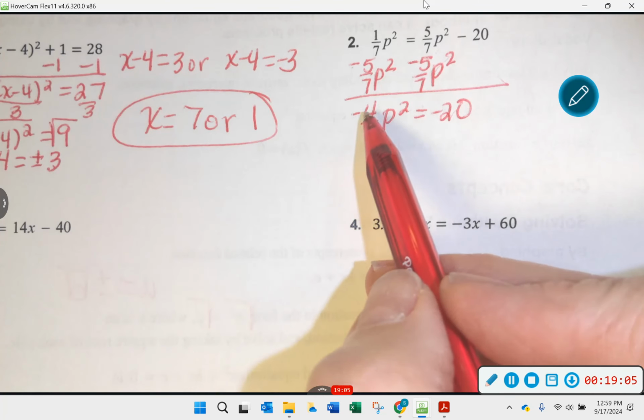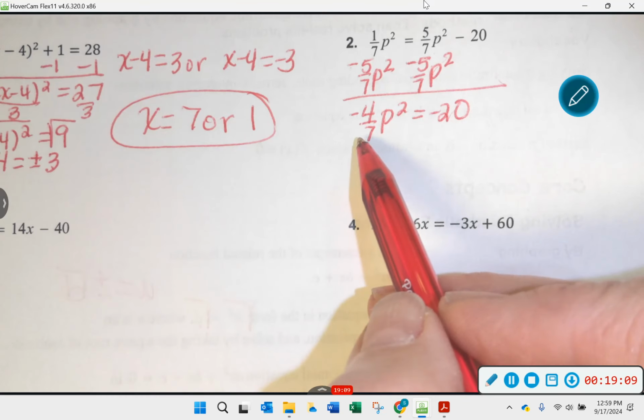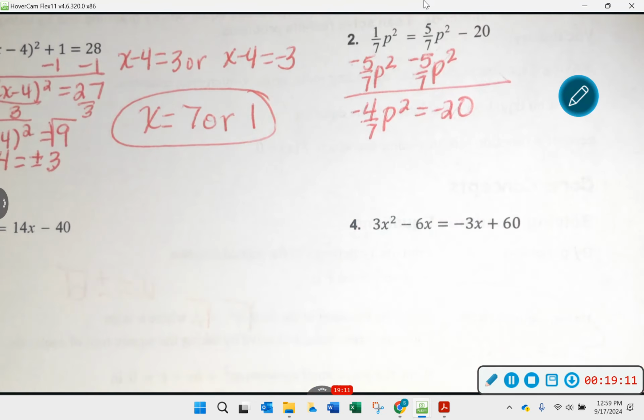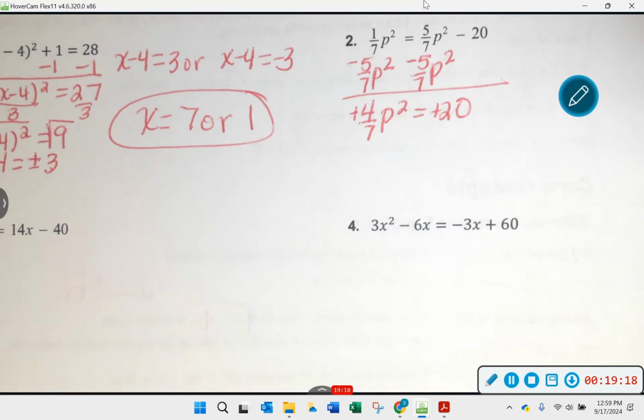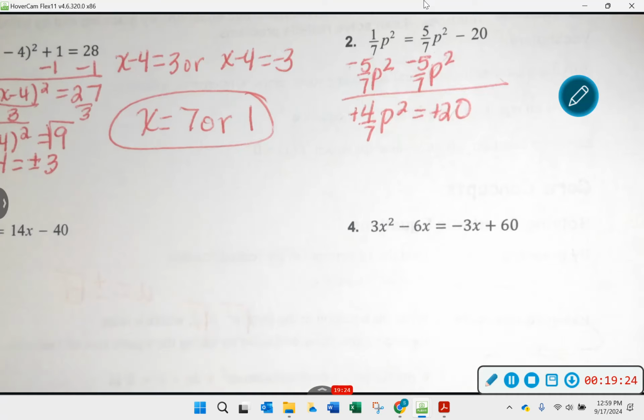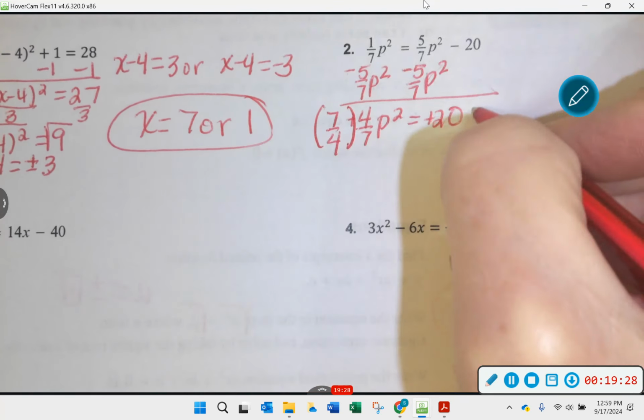How do I get rid of, well, first of all, let's get rid of the negatives. Can't I just divide both sides by -1? Sure, let's do it. So now they're going to be positive. I'm just going to make them positive like this. Okay. How can I get rid of the 4/7? Multiply by what? 7/4. So I'm going to multiply both sides by 7/4.